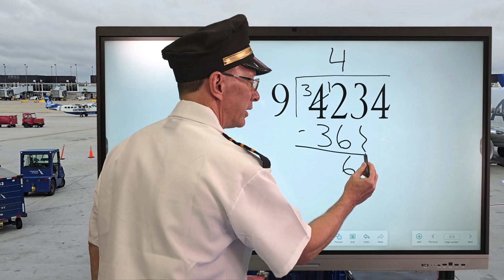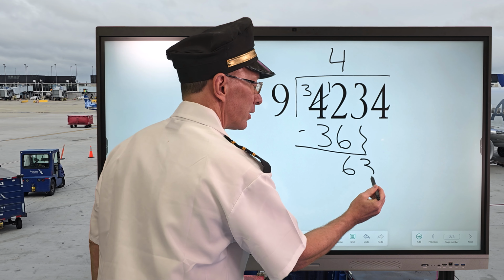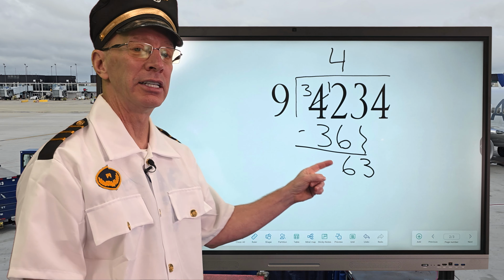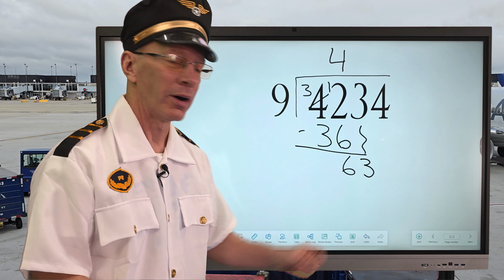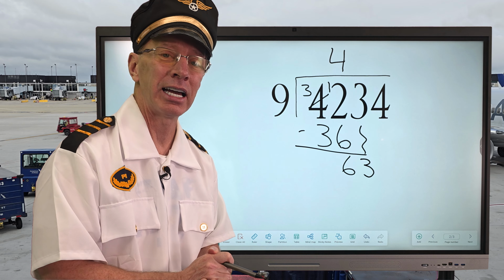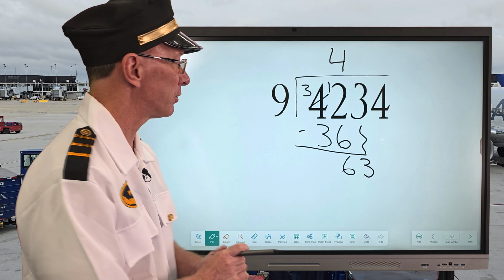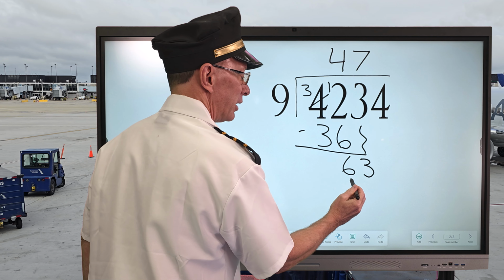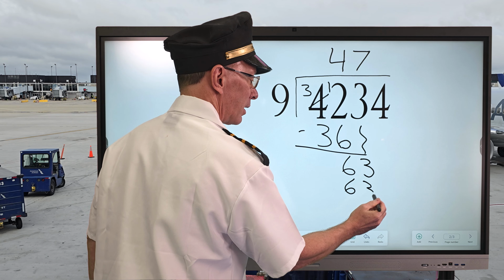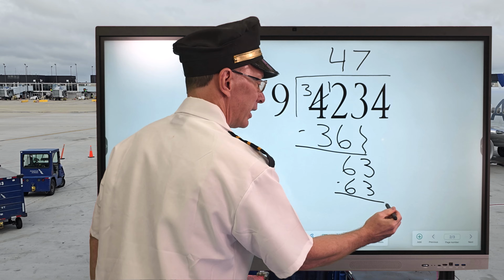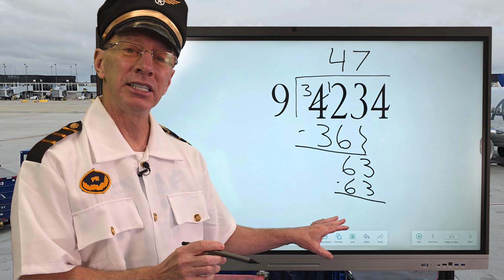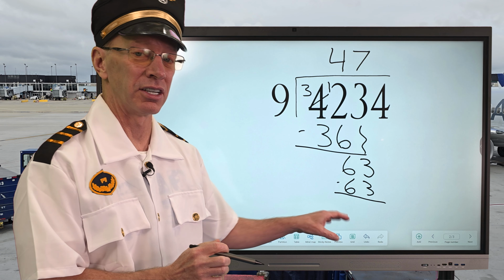I'm going to bring this all the way down here and put the 3 right there. And then I ask myself, how many times can 9 go into 63? Well, I know just looking at that, 9 times 7 would be 63. So I'm going to go ahead and put the 7 right here. And then 7 times 9 equals 63. And then I subtract, and then I have 0. 3 minus 3 would be 0. I don't need to put the 0 there.